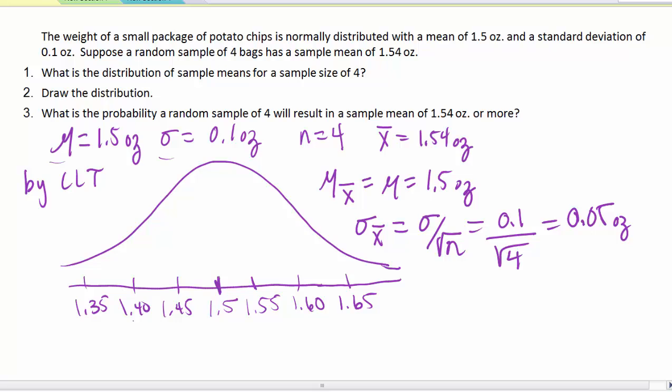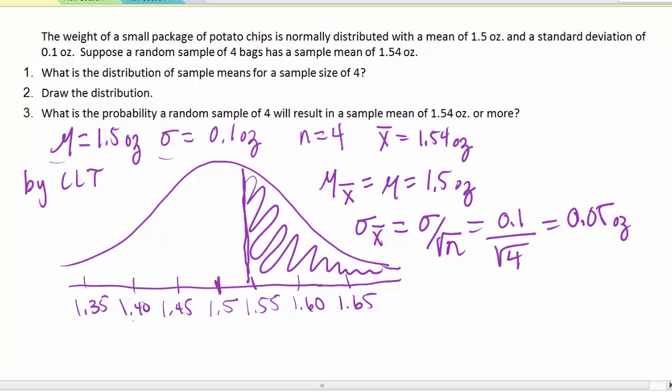Now, if we want to know the probability a random sample of 4 will result in a sample mean of 1.54 ounces or more, so the mean that we actually obtained, that value, and more extreme than that, or greater than that, then we want to know this region. What proportion or probability is it that we would actually obtain a sample mean that big or bigger?